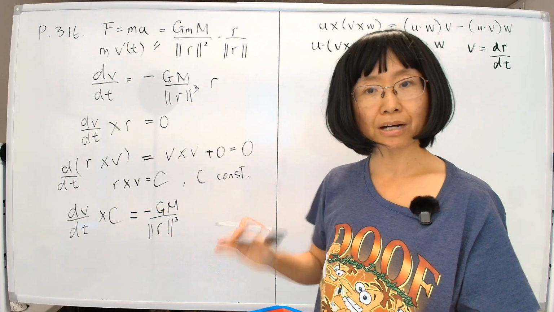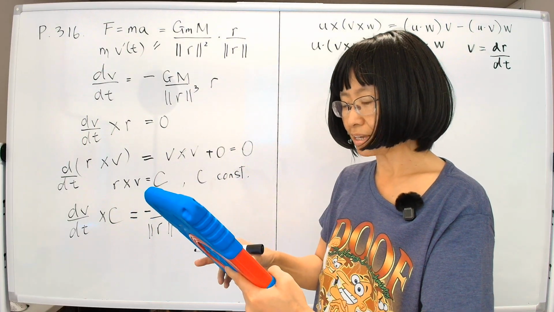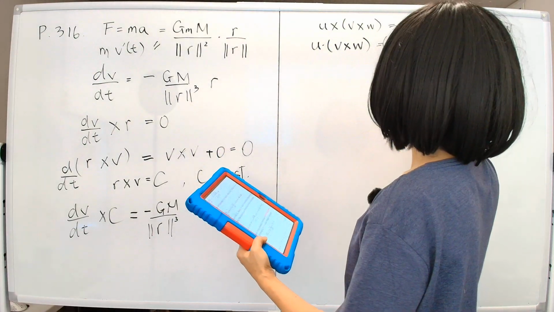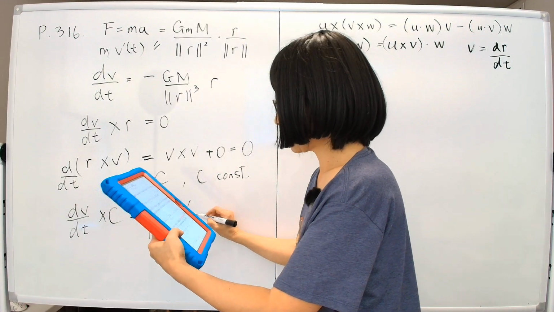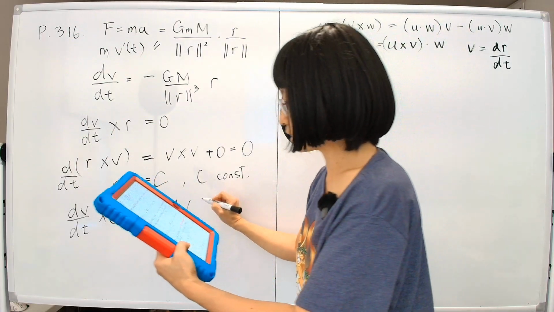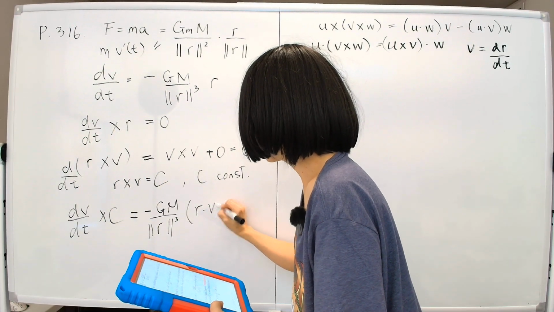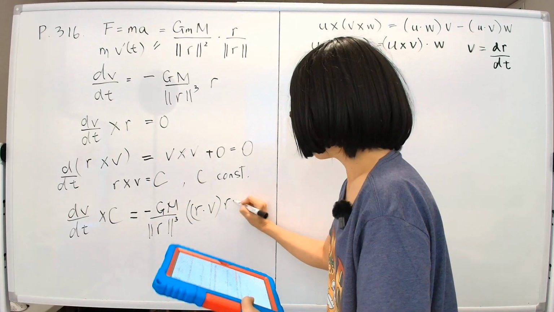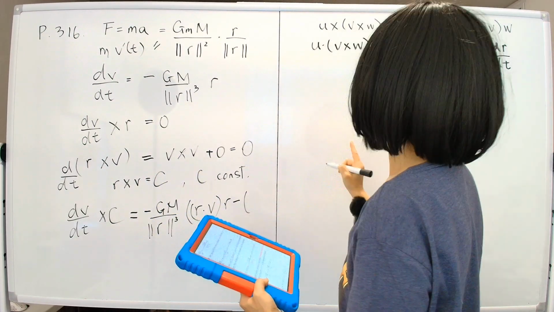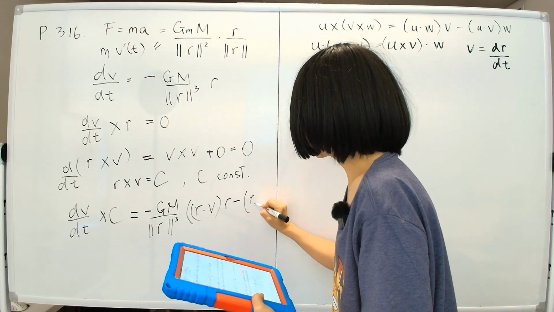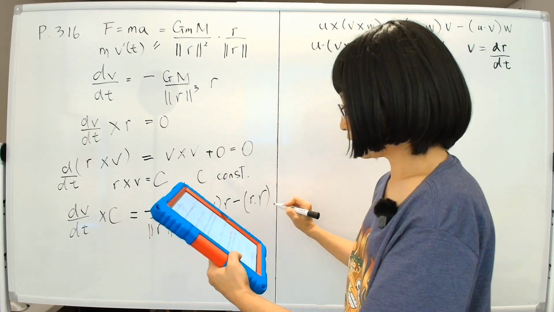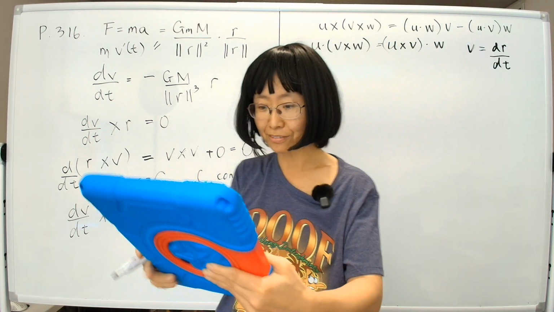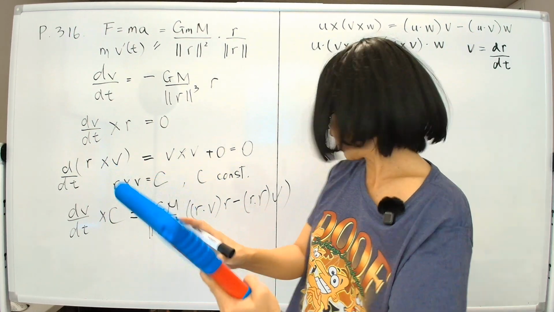Now we have to do R cross V. Following this rule here, we get R dot V times R, minus R dot R times V. Okay, following directly the triple cross formula, and that should be right.